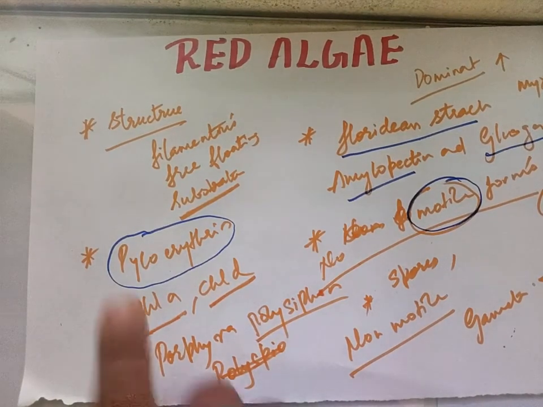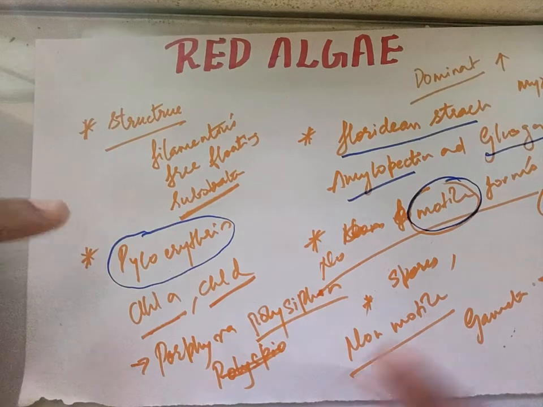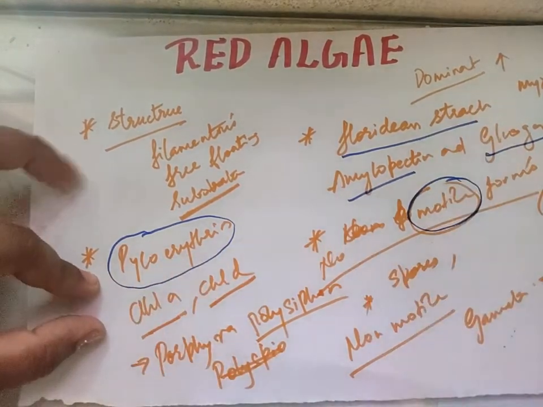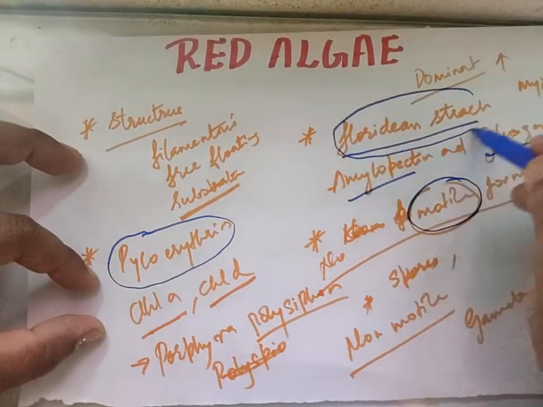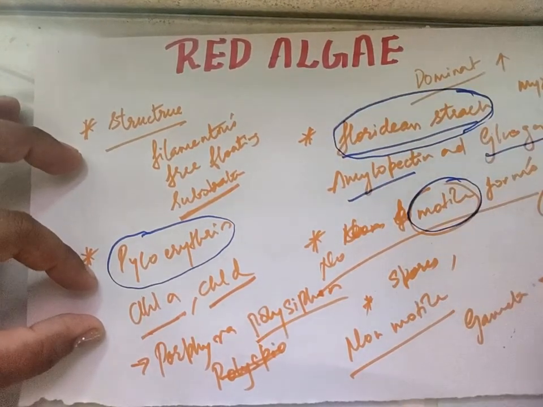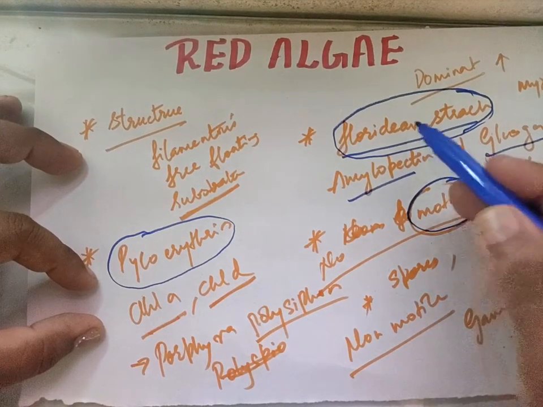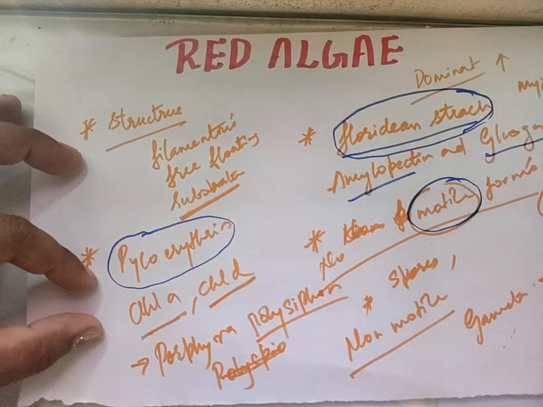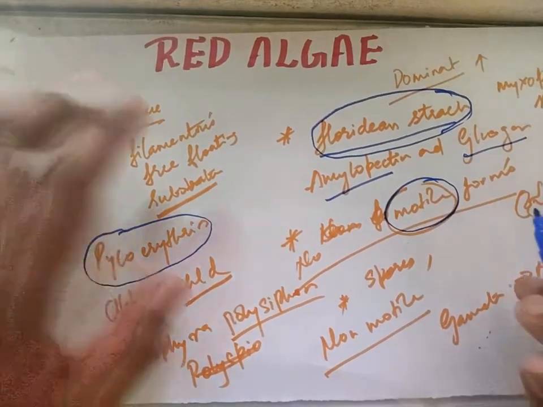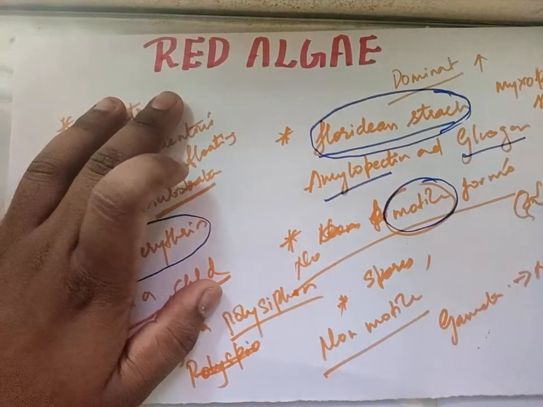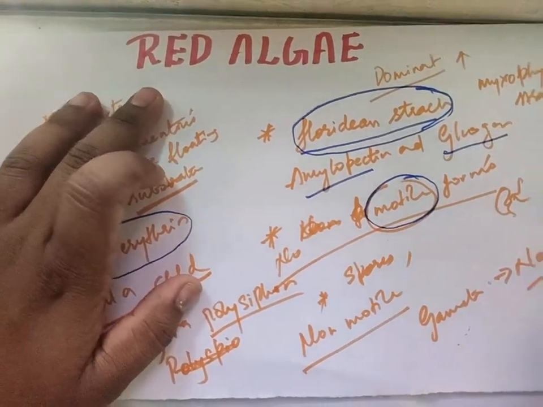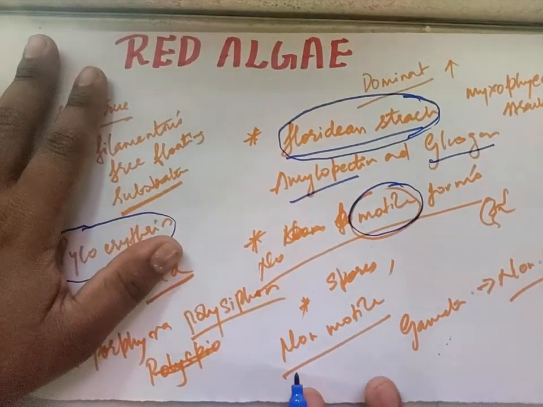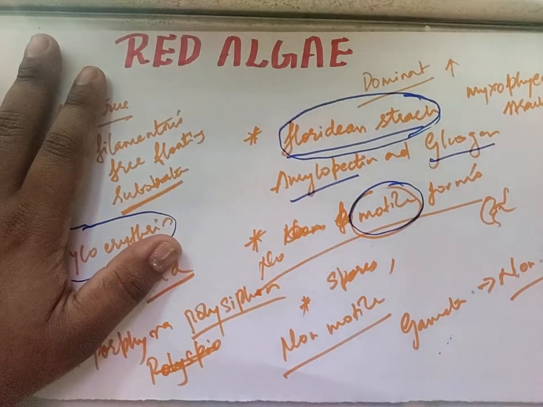One is the structure, which you have to remember. Another is what kind of pigment is present, which is really very important here. Then the kind of reserve food material, that is Floridian starch. For your NEET you have to remember this. And all are non-motile forms. Motile forms are not yet reported in red algae. Even the gametes, or in asexual reproduction, you don't have any kind of motile forms; all are non-motile.